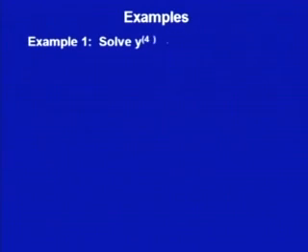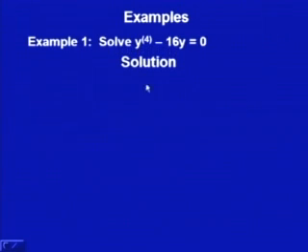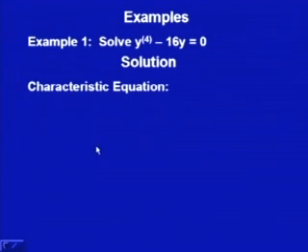Let us do the first example. Solve y four dash minus 16y is equal to 0. What is the solution? This is a linear differential equation of order 4 and it is homogeneous. So, first we would find out the characteristic equation.